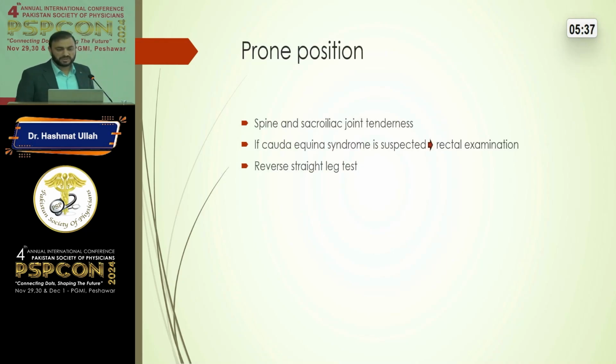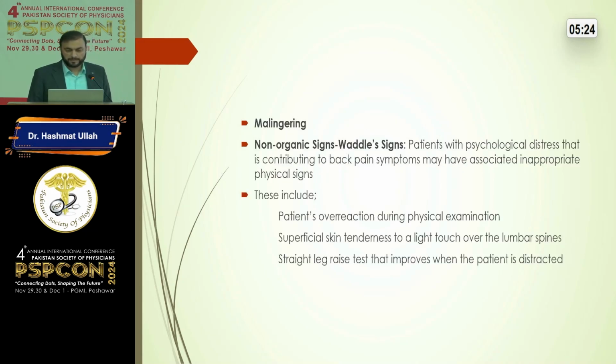In the prone position, look for spine and sacroiliac joint tenderness, and do the reverse straight leg raising test, and if cardiac angina is suspected, do the rectal examination. Malingering: you may come across a lot of patients who complain of pain, and the vital signs may be positive and the straight leg raising test may be positive, but once you distract that patient's attention, the pain usually disappears and the straight leg raising test improves.